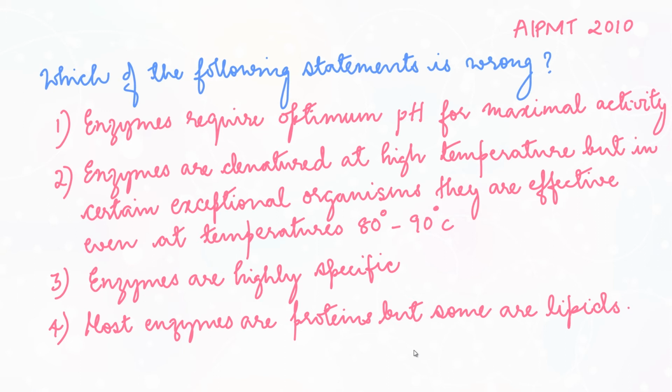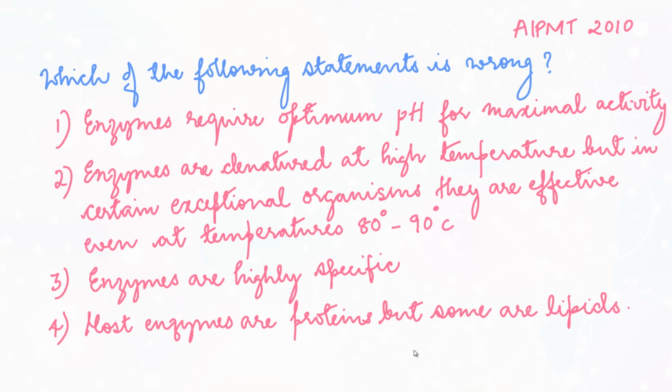Most enzymes are denatured at high temperature, but there are certain organisms, like the bacteria that grow in hot springs. For example, Thermus aquaticus, from which you get the Taq polymerase that is used in PCR. So this enzyme is not denatured at 80 or 90 degrees. And most of the enzymes that are present in these kinds of organisms are very resistant to high temperature. The third option is enzymes are highly specific. This is also true. And the final option has to be our answer, but let's look at it.